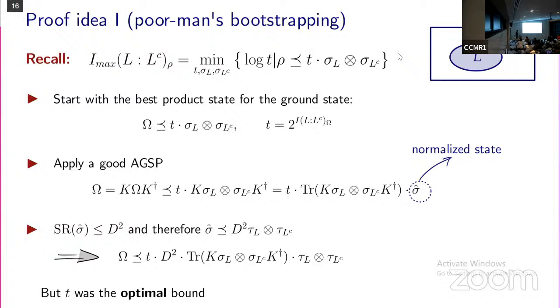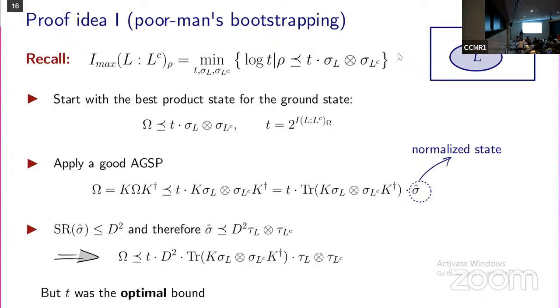So let us start with the best product that we have. Call it sigma L and sigma L complement, and then T will be this thing. We have this inequality by definition, and now we can apply a good AGSP on both sides. We will get this thing, and this is not a normalized state, so we can normalize it, taking out the trace, and we will have some normalized state here.